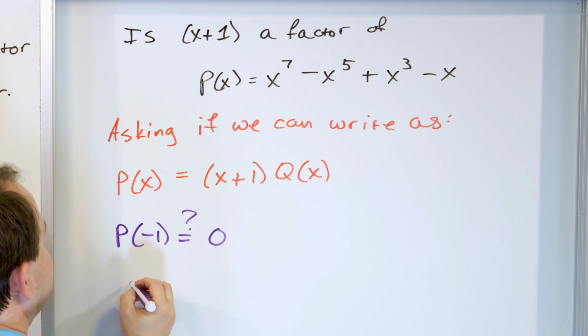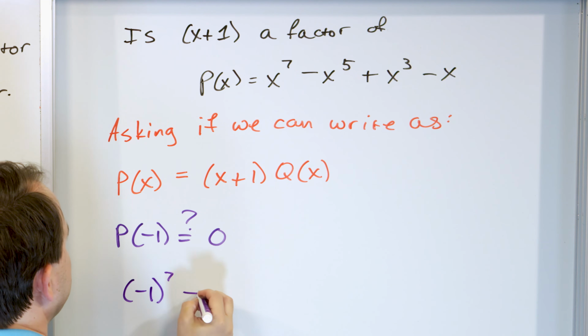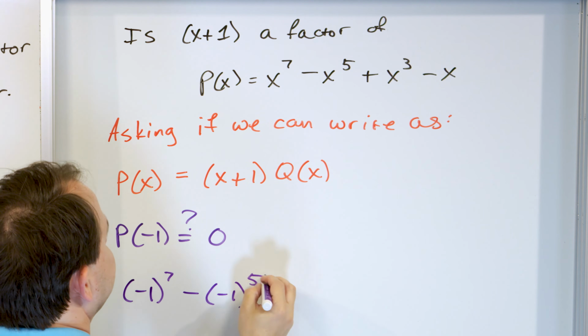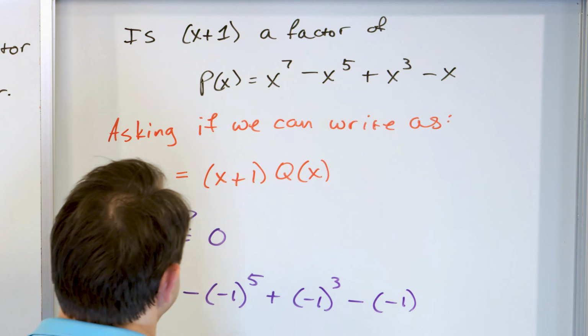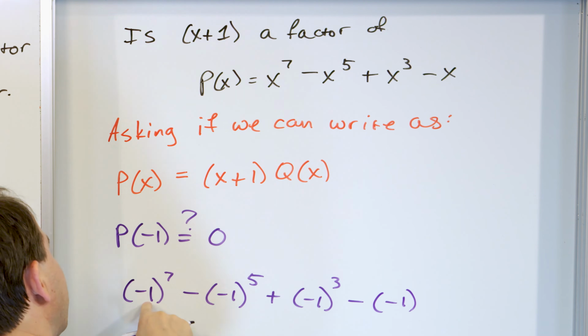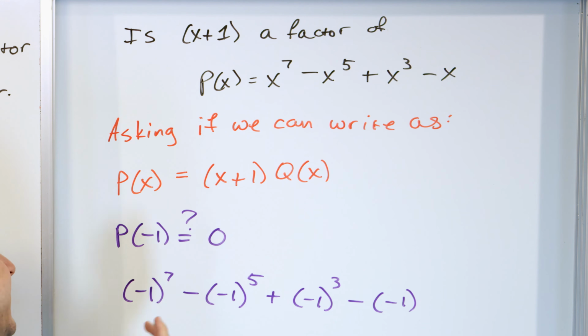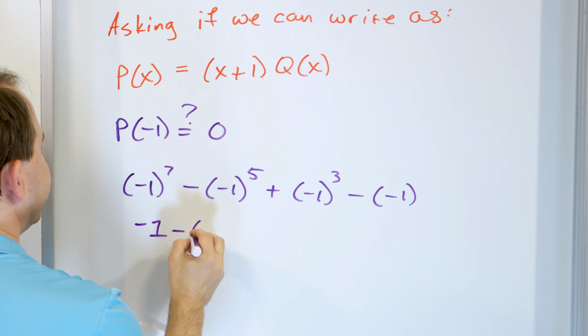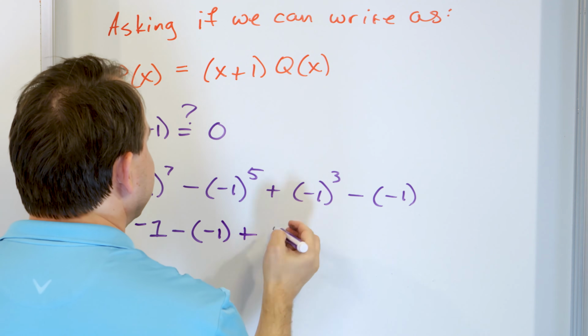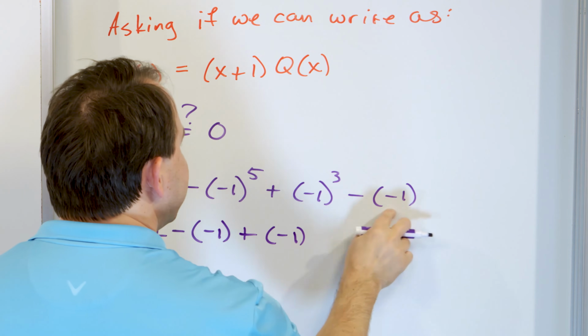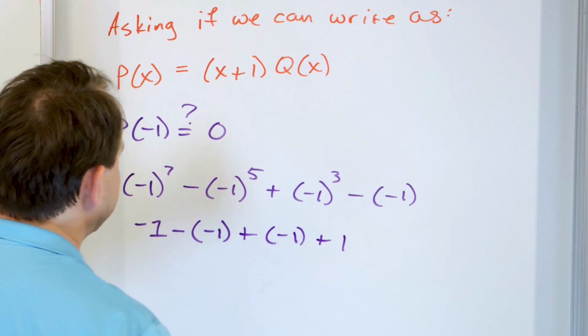So we're going to put in negative 1, raise it to the 7th power, negative 1 to the 5th power, negative 1 to the 3rd power, negative 1. Now, when you have an odd power on a negative number, you're always going to get a negative answer. So this is negative 1 minus, this is an odd power, so this is a negative 1. This is a plus sign, this is an odd power, so it's a negative 1. And then this is a positive 1 because negative times negative is positive.